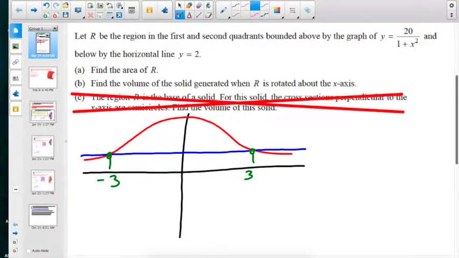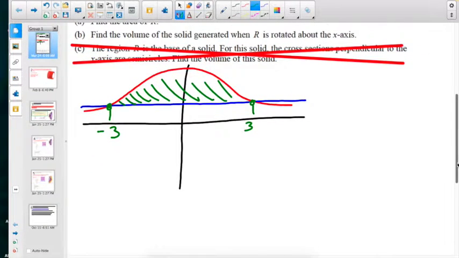If you can't find those analytically, setting this equal to 2 and solving it, then at least find it using your second calc, your intersect. So we have this region. So what does the area look like? We got an upper curve and a lower curve. Area equals what?